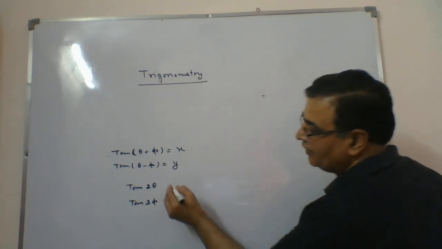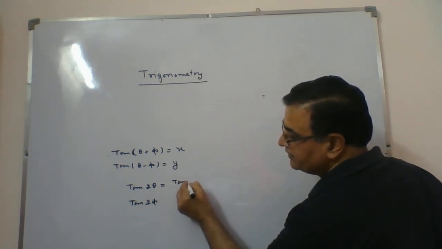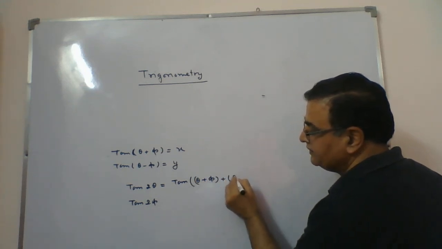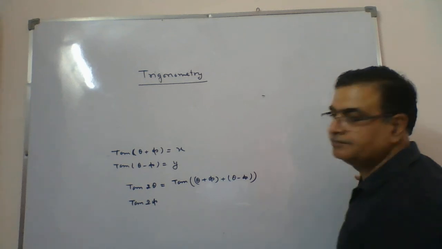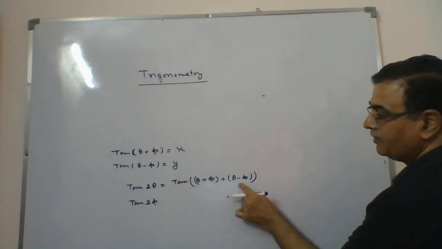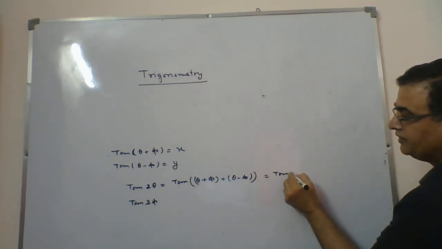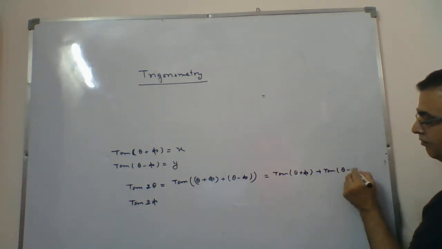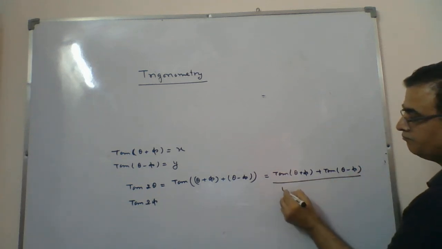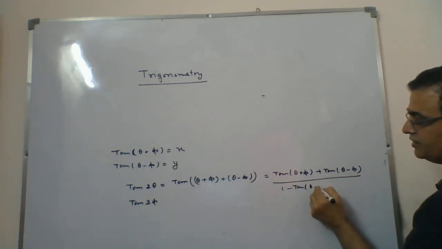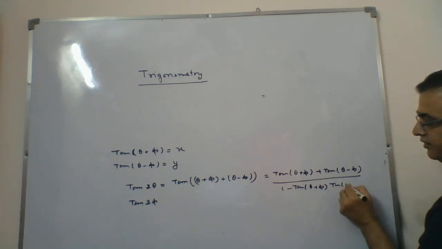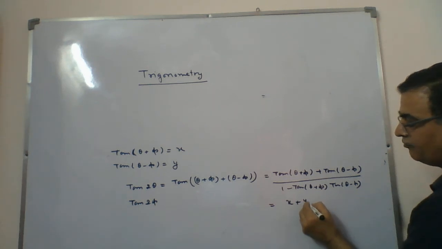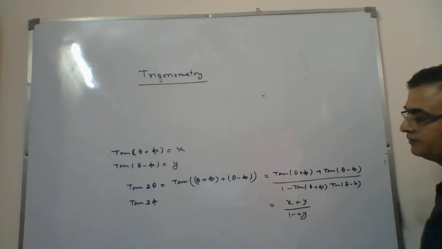So in this question, whenever tan 2 theta comes, I'll write this as tan of (theta plus phi plus theta minus phi). This will be tan 2 theta, so tan(a plus b) formula, and then you can solve it easily. Tan(theta plus phi) plus tan(theta minus phi) by 1 minus tan(theta plus phi) tan(theta minus phi). Then it is clearly x plus y over 1 minus xy.